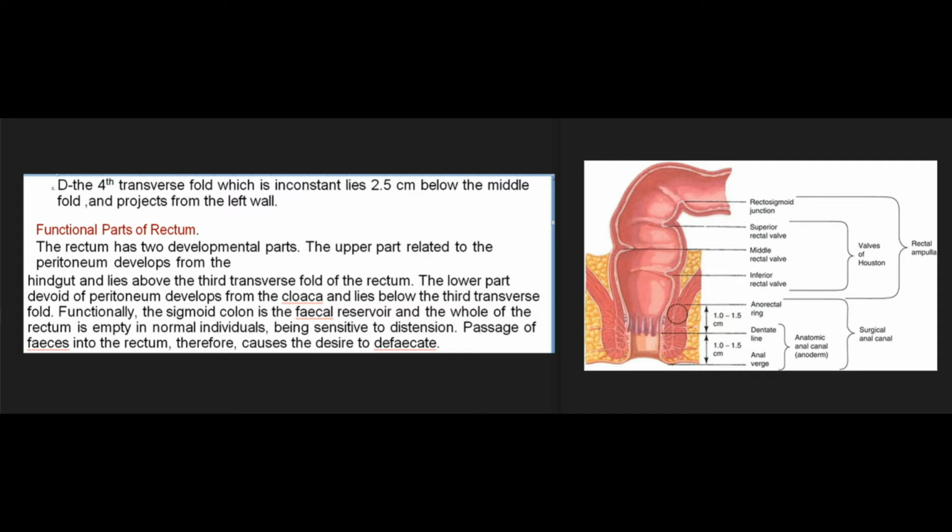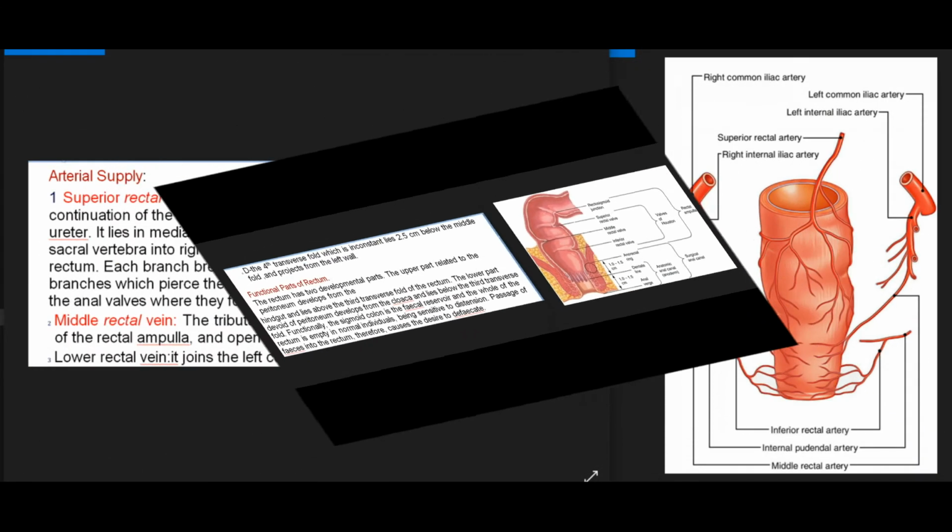The rectum has two developmental parts. The upper part, related to the peritoneum, develops from the hindgut and lies above the third transverse fold of the rectum. The lower part, devoid of peritoneum, develops from the cloaca and lies below the third transverse fold. Functionally, the sigmoid colon is the fecal reservoir and the whole of the rectum is empty in normal individuals, being sensitive to distension. Passage of feces into the rectum, therefore, causes the desire to defecate.